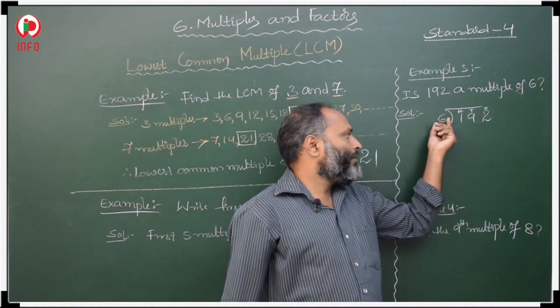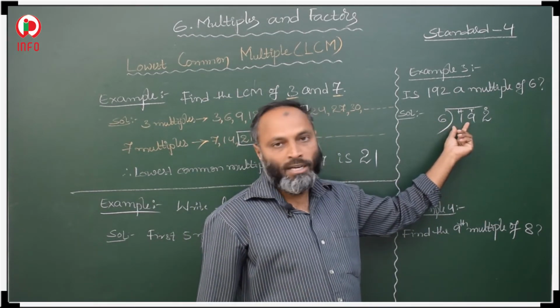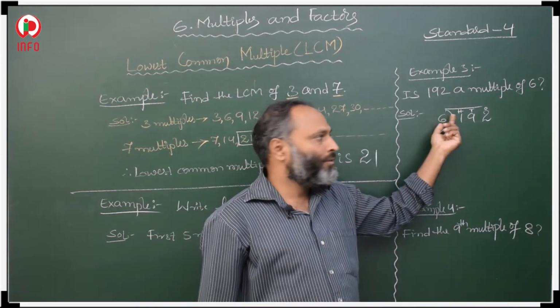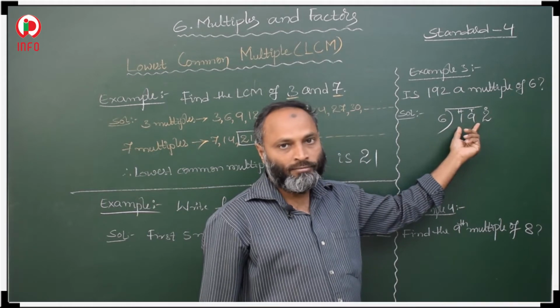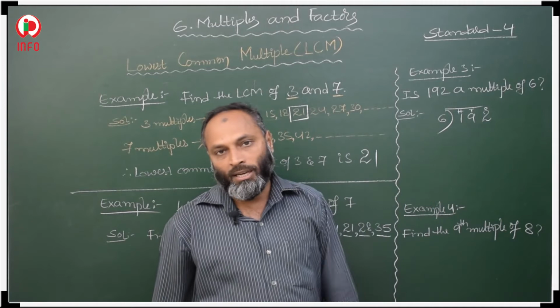So here we have a single digit divisor. Here also we have to take the first single digit. This single digit is less than this divisor, so we have to take 2 digits at a time. At the very beginning, if you take double digits, no problem, nothing will happen.